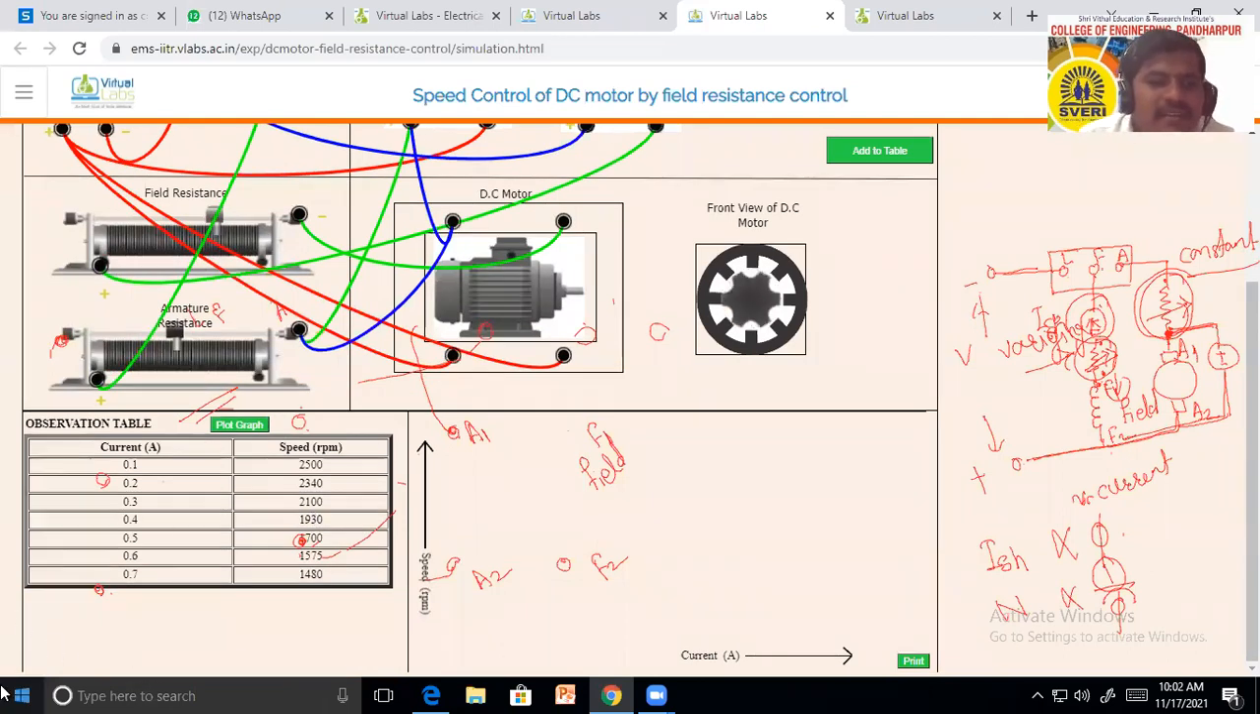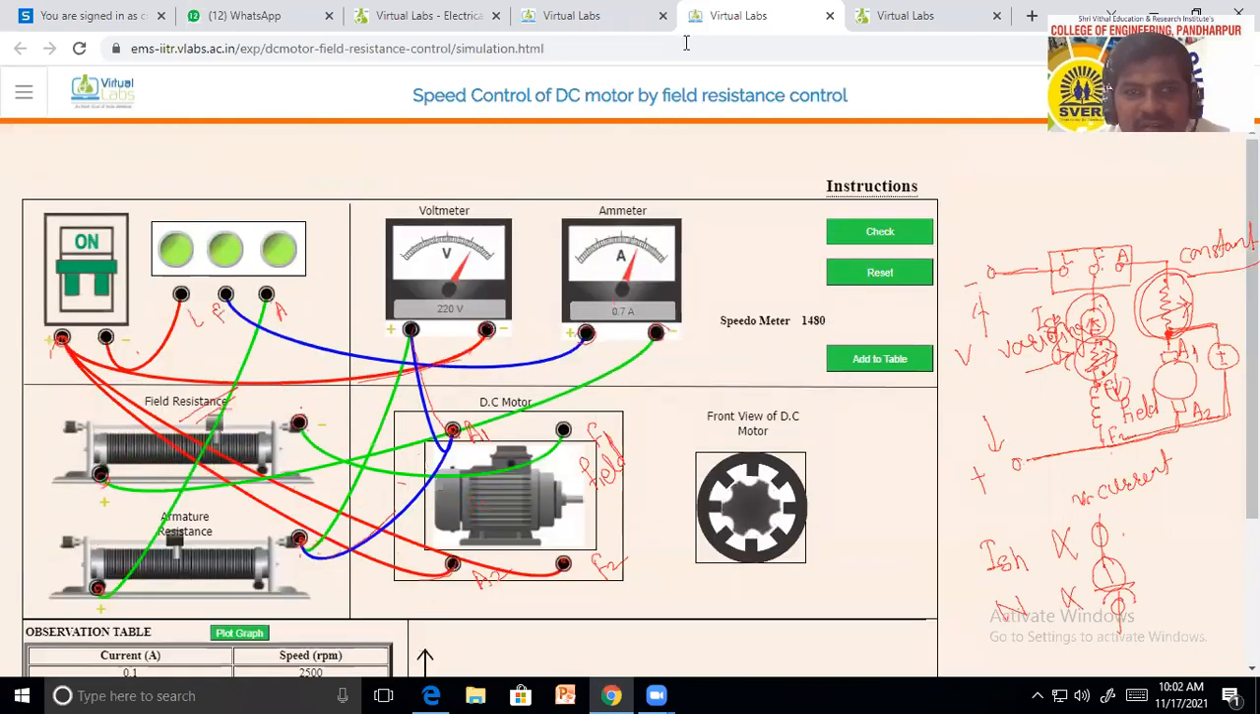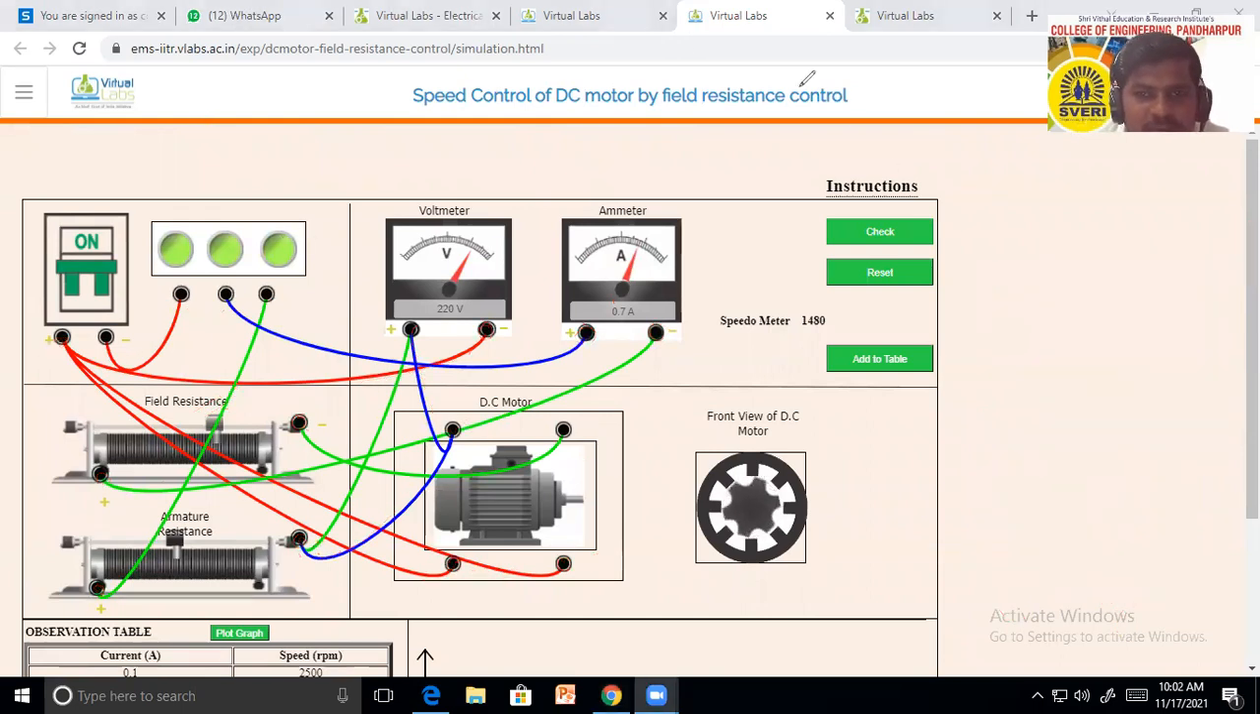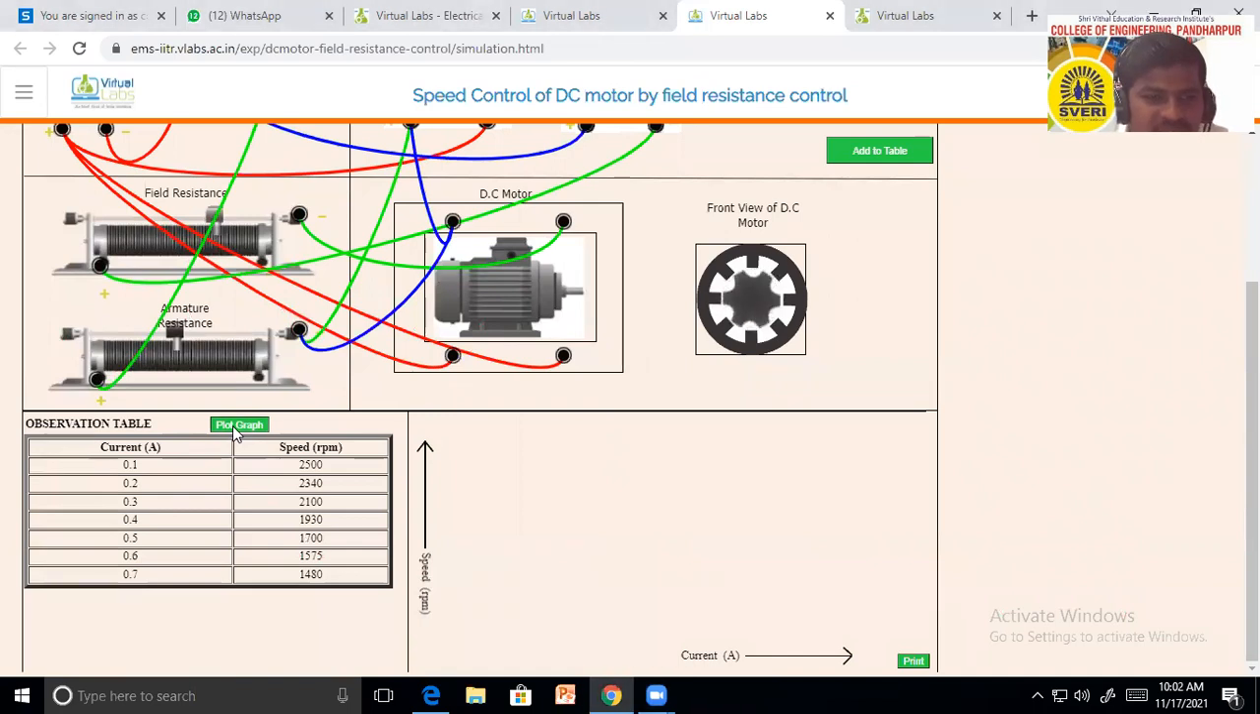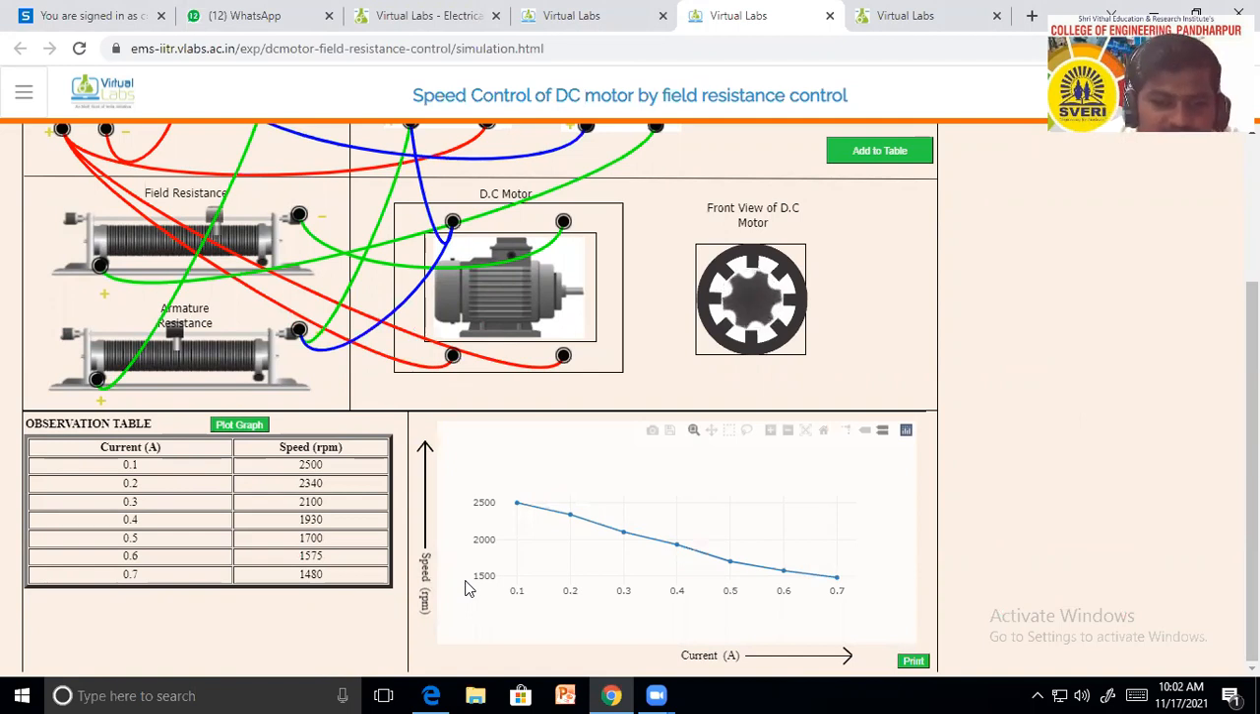So we have taken 7 readings. Now we are plotting the graph on that. See, here the point is given to plot a graph. Initially, at 0.1 value of current in the field circuit, at that situation the speed is 2500 revolutions per minute.